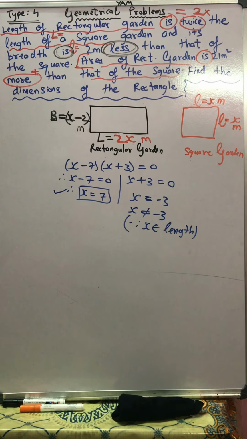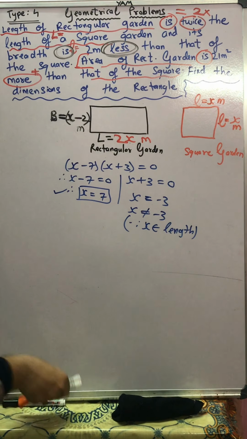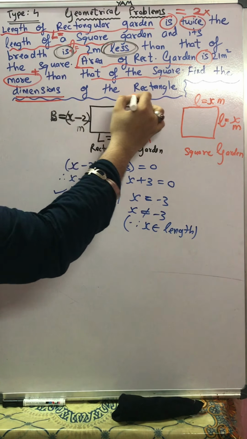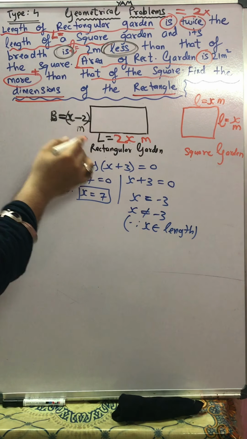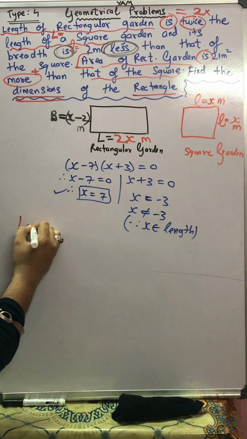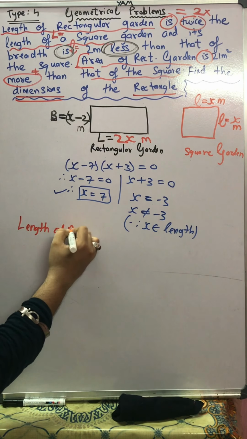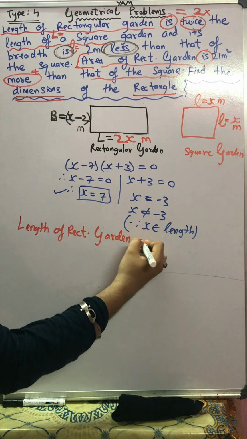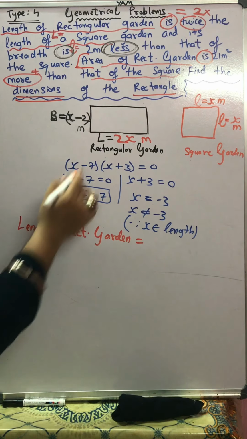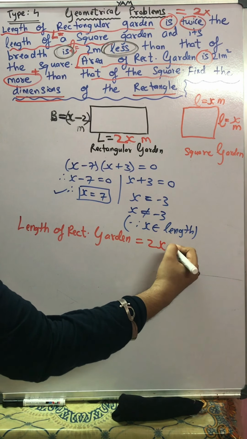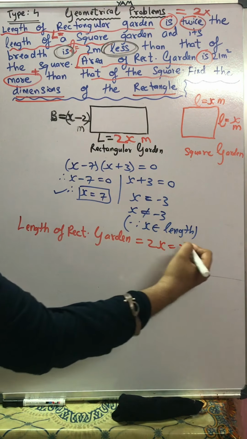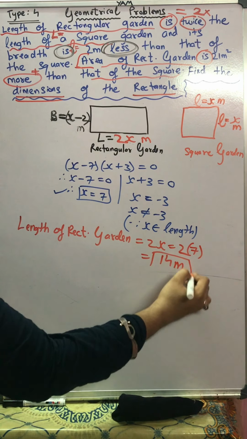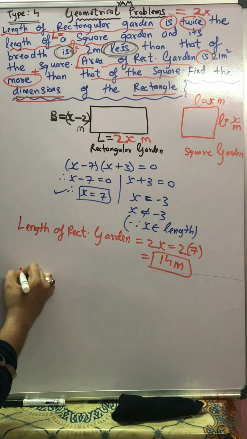Is this our answer? No students, pay attention. See what's asked in the question: find the dimensions of the rectangle. Dimensions means we need to find length and breadth both. So I'll write the length of the rectangular garden. Don't forget garden. The length of the rectangular garden is 2x, which is 2 multiplied by x. The value of x is 7, so 2 sevens is 14. So it's 14 meters.